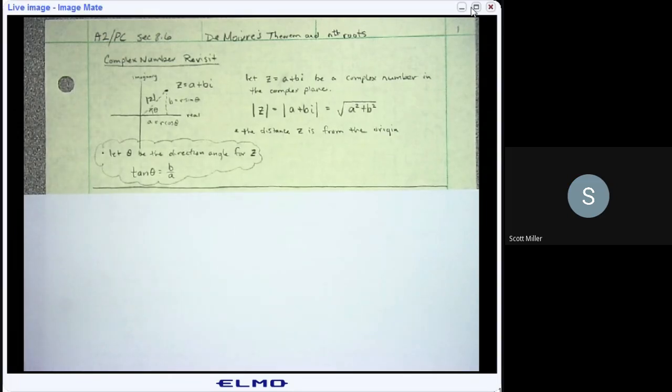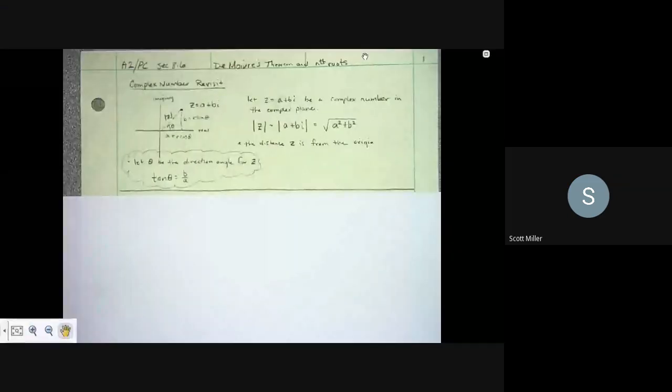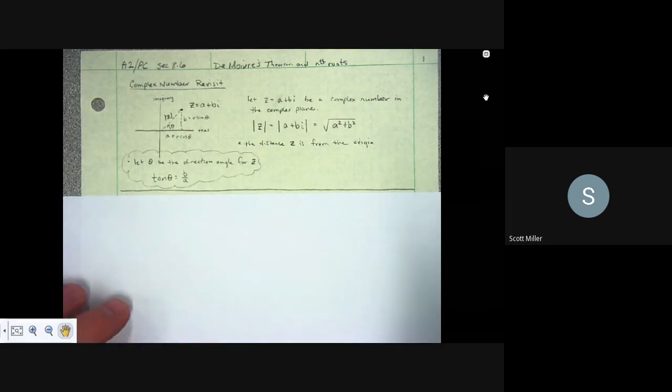Right, so today we're going to look at section 8.6. This is De Moivre's theorems and nth roots. So this is basically complex numbers revisited. So let's take a look at some of the notation and some of the things that we're going to be asked to do.